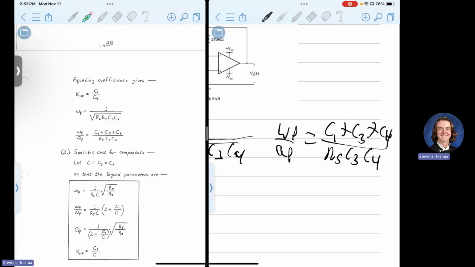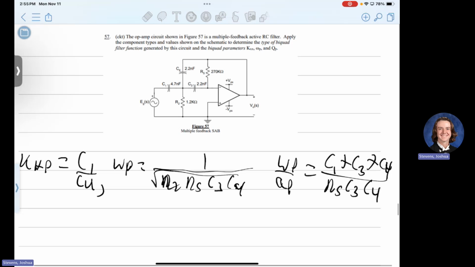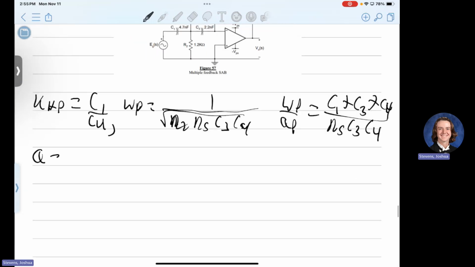The only hard part is a little bit of algebra, because as he says, we need to find KXX, which we found as a high pass, omega P, and QP. QP will just require us to do a little bit of algebra. Can I take the left half of this thing off of my screen? Yeah, cool. So then we just do some algebra.